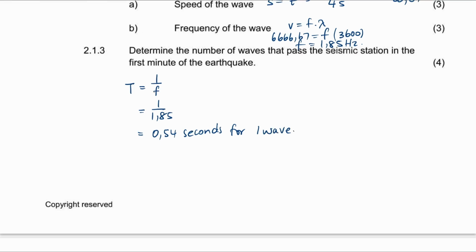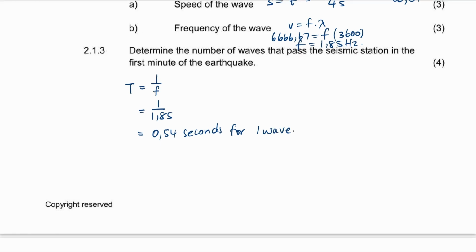Question 2.1.3. Determine the number of waves that pass the seismic station in the first minute of the earthquake. So we know the frequency, so let's calculate the period. So period is equal to 1 over frequency. We can substitute, so 1 over 1.85, and that's equal to 0.54 seconds. So this is 0.54 seconds for one wave to pass.